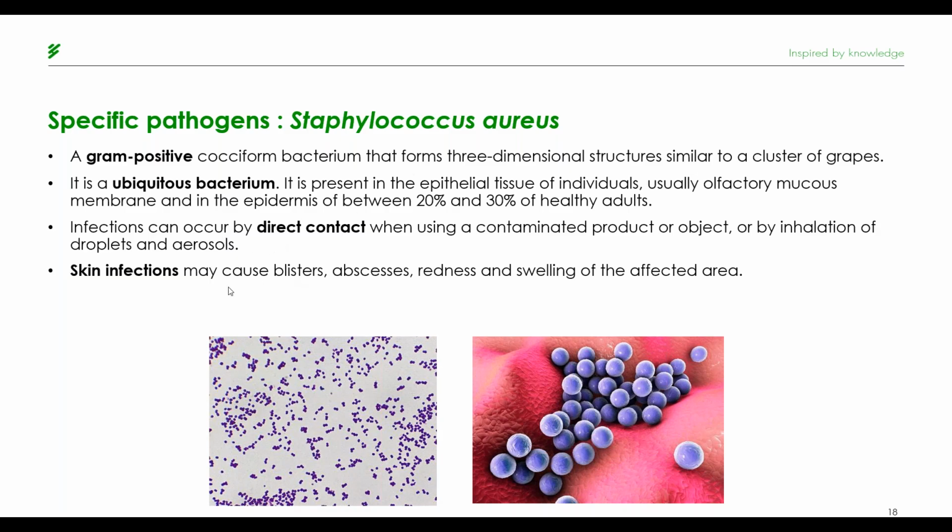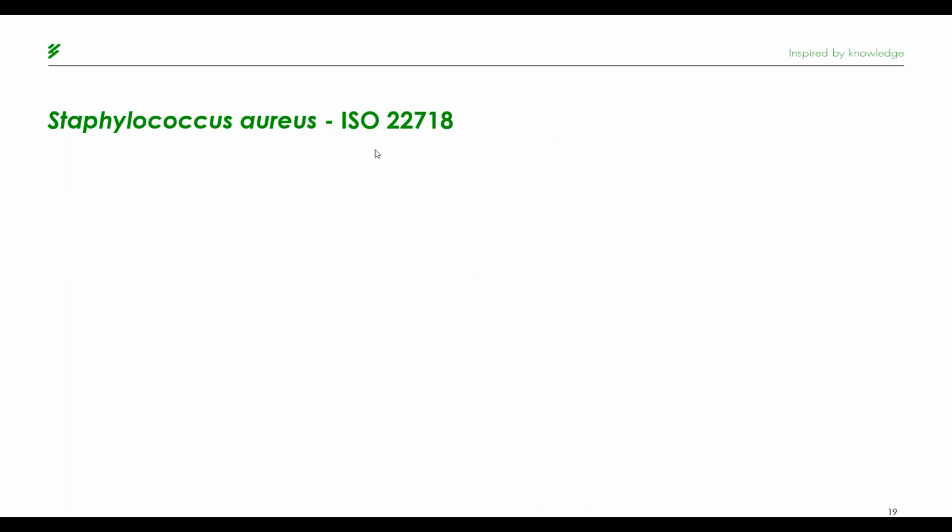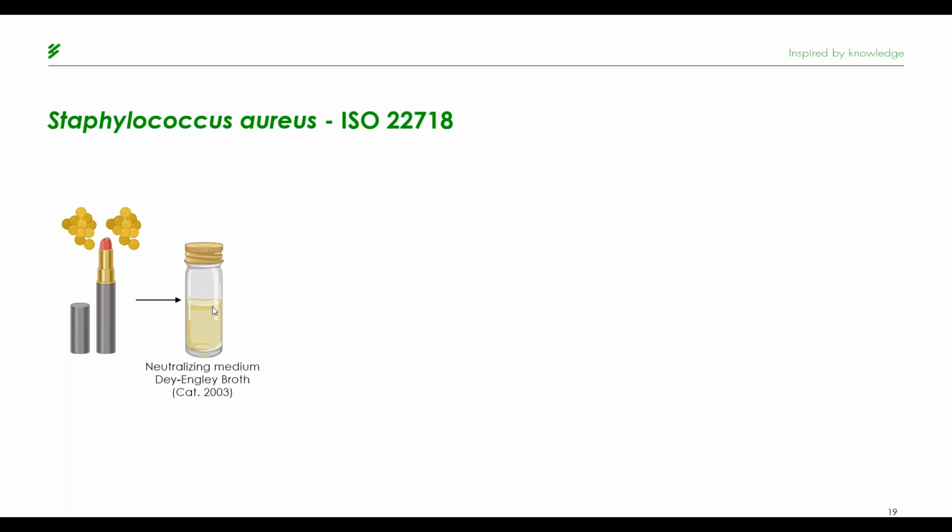Staphylococcus aureus can produce skin infections that may cause blisters, abscesses, redness in the area, and swelling. The analysis is performed following the ISO standard 22718, and as the last analysis, we take 1 gram or milliliter of our cosmetic product. We neutralize the preservative in our neutralizing medium, such as the English broth. And now we incubate this initial suspension at approximately 32.5 degrees Celsius for a minimum of 20 hours.